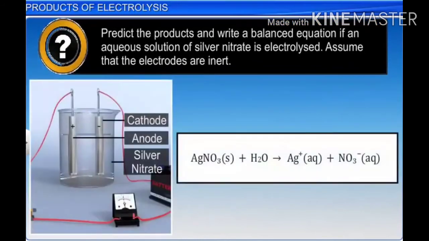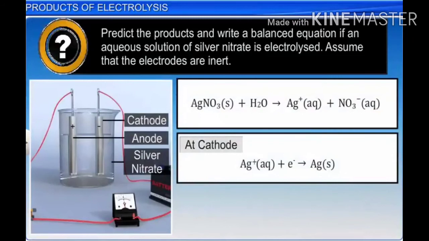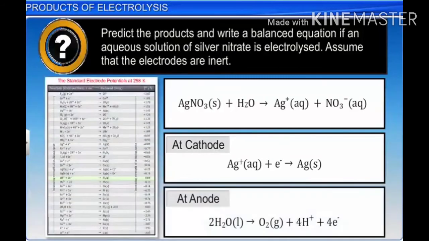Let's start with the reduction process at the cathode. Silver, a transition metal, has a favorable reduction potential. So, silver ions will be reduced to form silver metal. The half reaction is written out. Since the electrode potential value of water is less than that of the nitrate ion, water will undergo oxidation to form oxygen gas as shown in the half reaction.